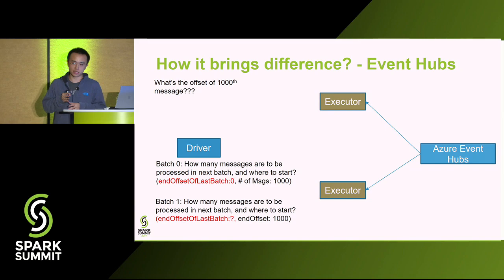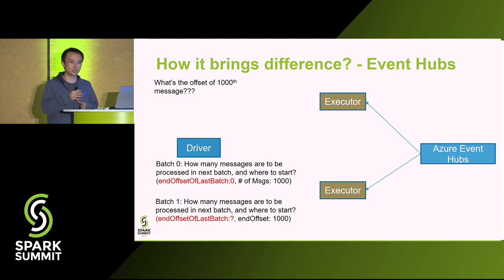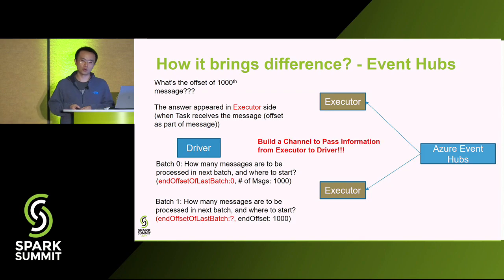The problem here is that Azure EventHubs does not use consecutive numbers to address the message. So we cannot simply fill in 999 here. The driver side actually does not know the real offset of the message, the last offset of the last batch. So who knows this information? Only the executor, as the message is received by the executor and the offset is passed as part of the message. Because of this, we have to build a channel to pass information from executors to the driver.